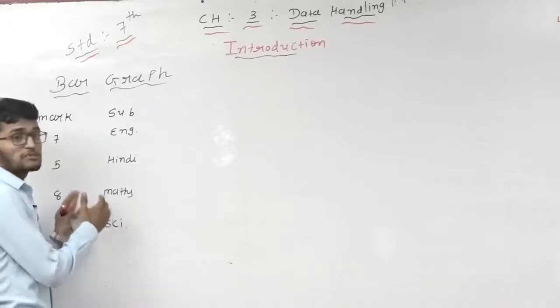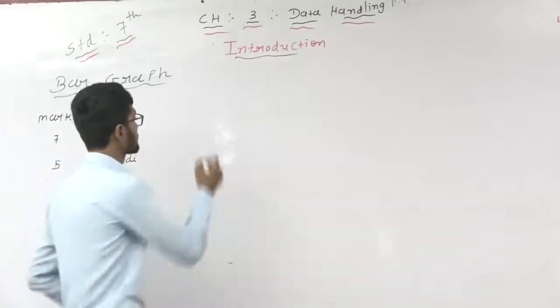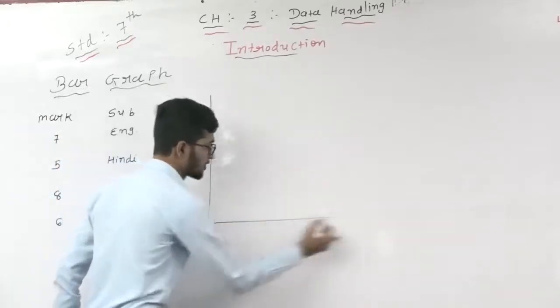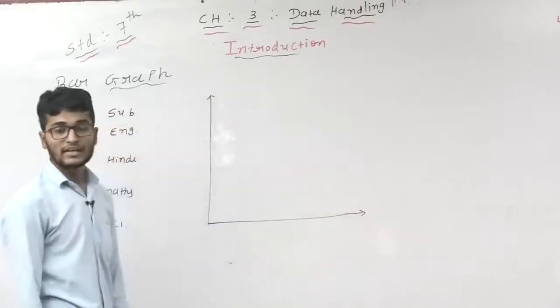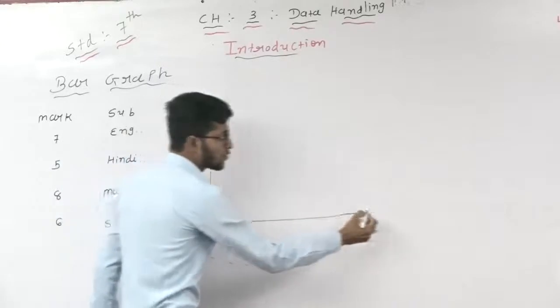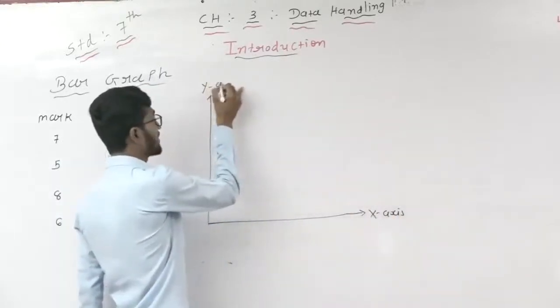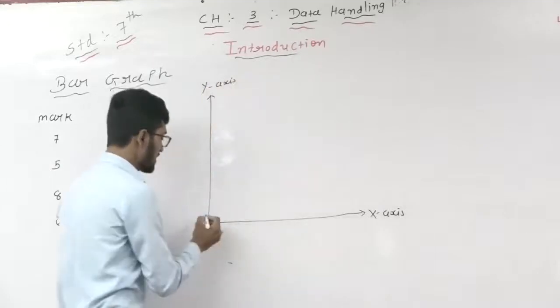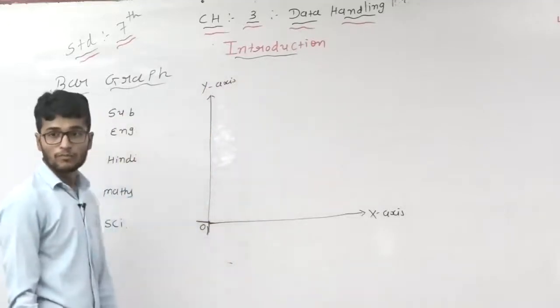Now this information, it means this data, we have to represent on the bar graph. Then how to draw a bar graph? So dear students, first of all draw one horizontal and one vertical line. This line is called the x-axis and this line is called the y-axis. And here our value is 0. It means the starting value is 0.